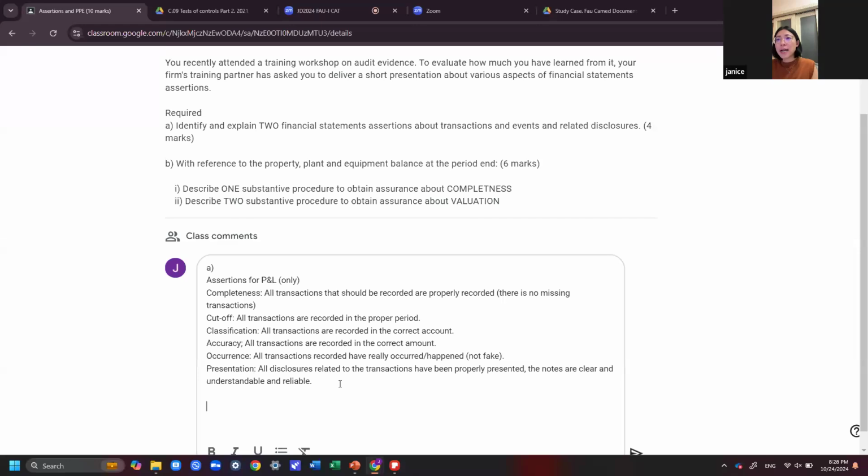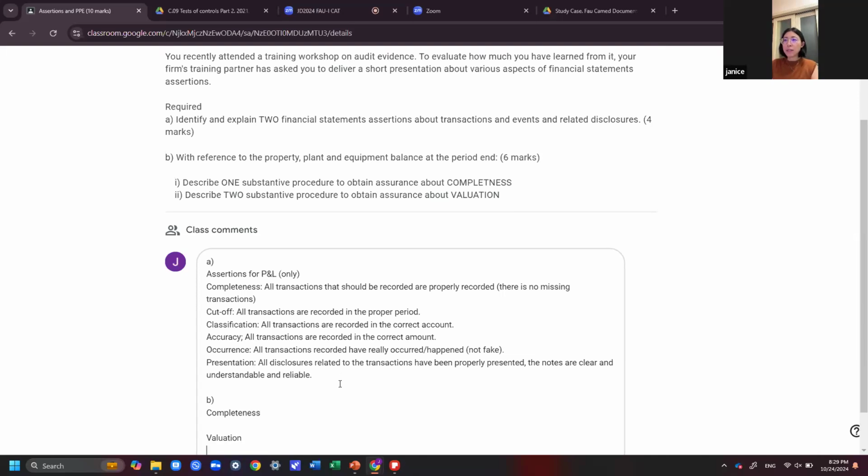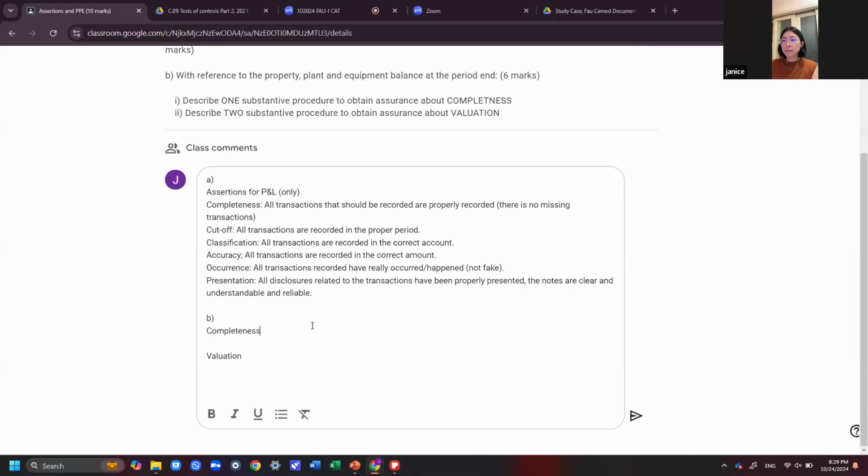So now after that, let's do the second one, with reference to the property, plant, and equipment. Describe one substantive procedure to obtain assurance about completeness. All right, let's do it. So what should we write for completeness? And what should we write for valuation? So we need one for completeness and we need two for valuation. All right. You guys have any ideas to help me out?